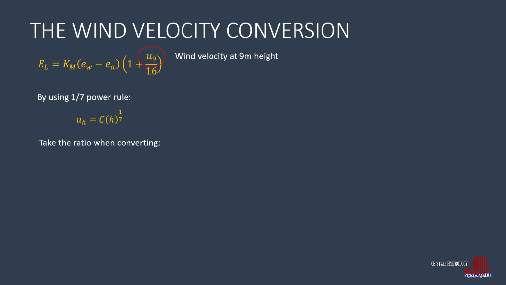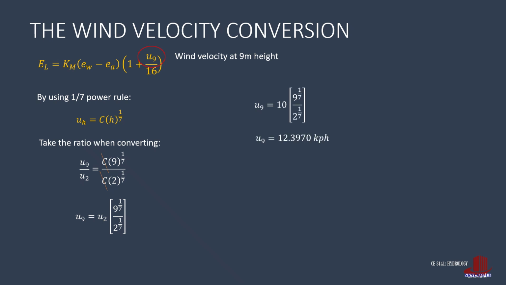To convert wind velocity, take the ratio of the standard and the actual, that is U sub 9 over U sub 2. So if we convert them into heights, we have the ratio of c times 9 raised to 1/7 over c times 2 raised to 1/7, where we can cancel the c's, then cross-multiply U sub 2 to get the function for the standard U sub 9 as U sub 2 times 9 raised to 1/7 over 2 raised to 1/7. If we plug in U sub 2 of 10 kph, U sub 9 is then computed as 12.397 kph.